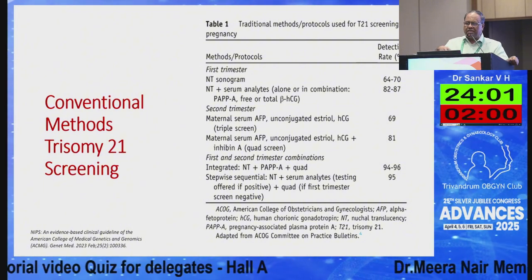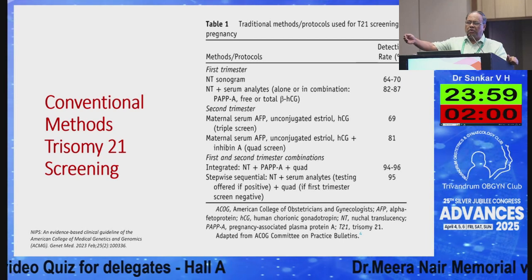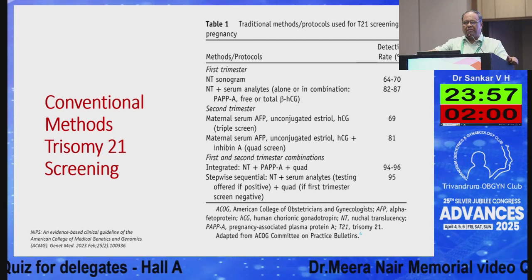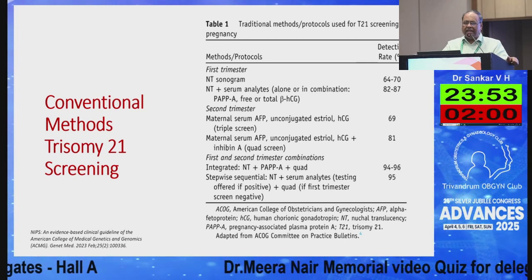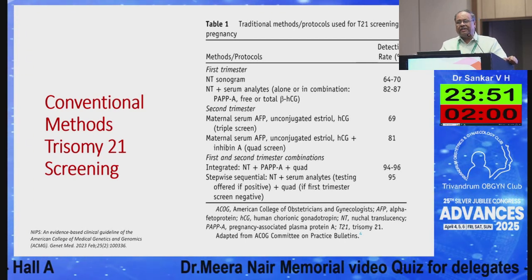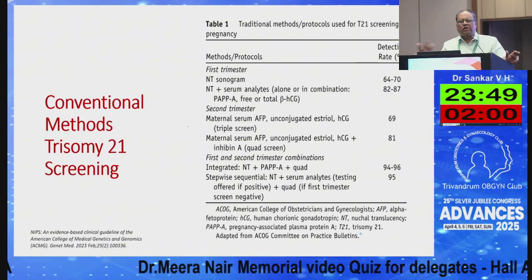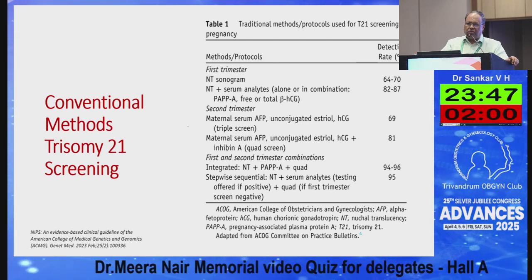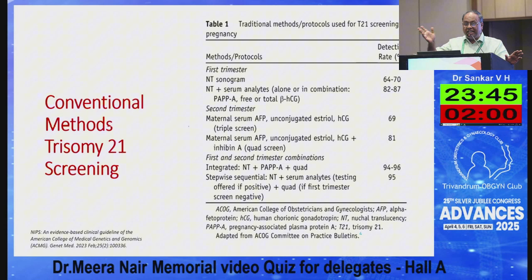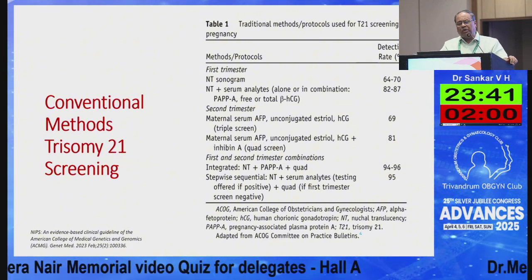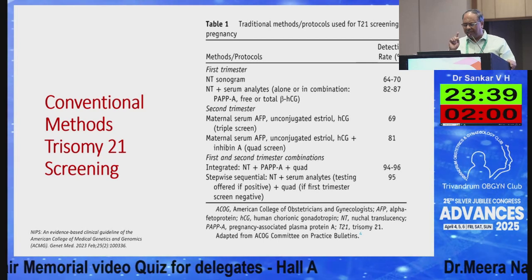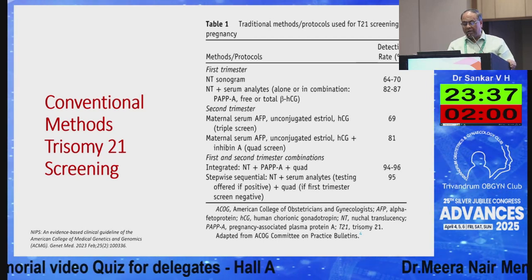That means you are doing the ultrasound, and immediately in the next room you are taking the blood sample, and you are measuring the correct crown rump length and adding it. But practically, in our setup, most of the private setup, it may not be possible. One day you will do the ultrasound, after one week you will do the blood, then it is not correct. If you are doing it properly as a combined method, up to 95% detection rate is there. Just remember that, because we will come to NIPS later.